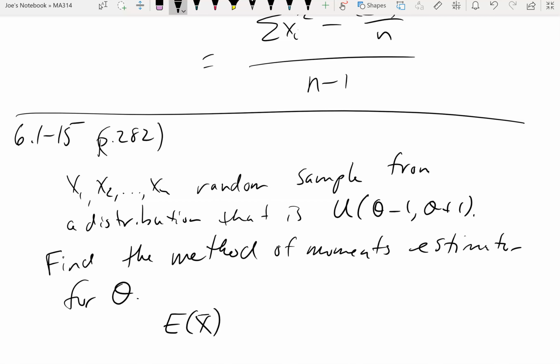This would be the expected value of X bar, yeah. That's what the mean is, correct? We want to set it equal to the mean of the distribution, which in this case is what? I don't want to write it that way, sorry. I want to write this as 1 over n sum of X_i, right? That's our first moment. What is the mean going to be here, sorry?